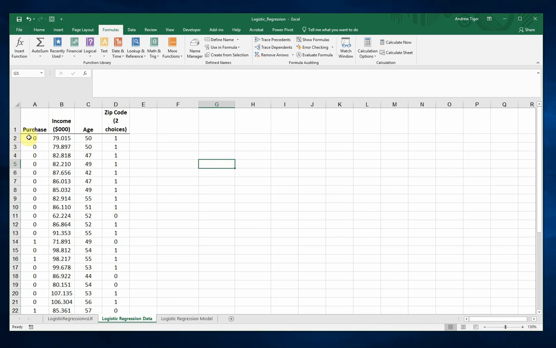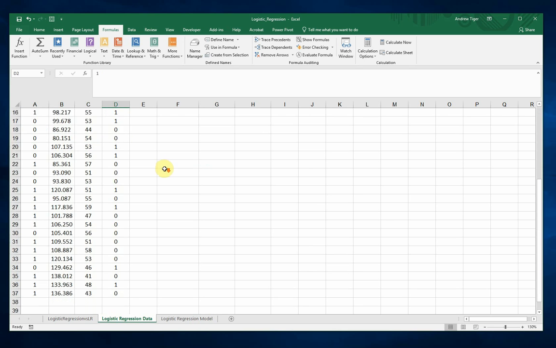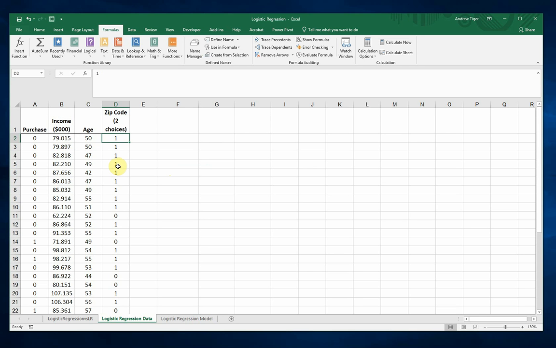But here's the data. Did they buy the house or not? This is their income, how old they were, and where the house was located. It's either in one neighborhood or one zip or the other zip. And I want to build a regression equation, a logistic regression, that predicts the probability that someone is going to buy a home based on these different choices.